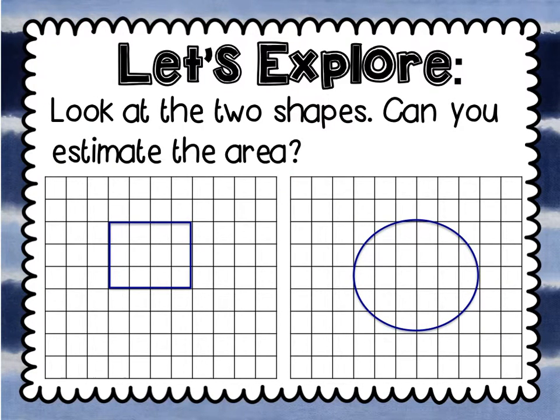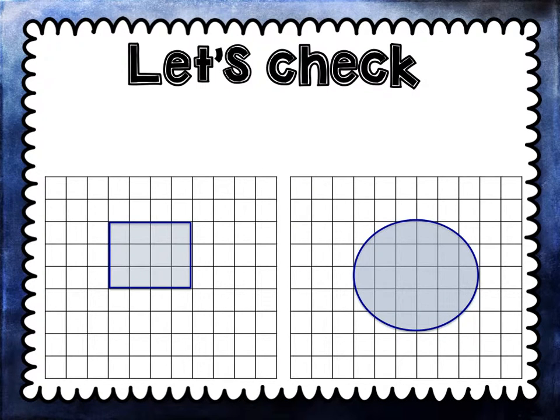You have a copy of these two shapes. We are going to pause and let you have some time to work with your group to find the area of the rectangle and the circle. Now that you've had time to work as a group to find the area of the square and the circle, let's check it together.